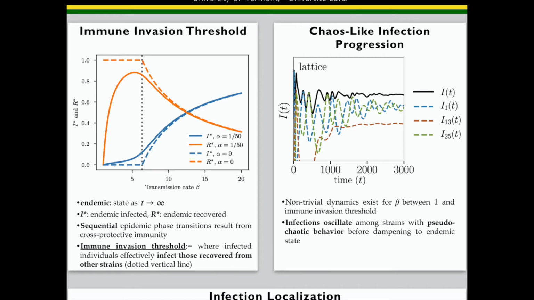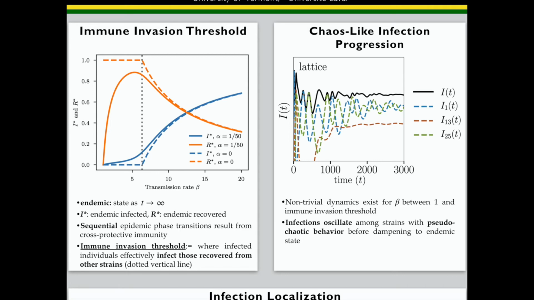The infection proportions in the endemic state show sequential epidemic phase transitions. Although outbreaks occur for beta above 1, a second transition is observed at the immune invasion threshold, or the point where the infected individuals can effectively infect individuals that have recovered from other strains.